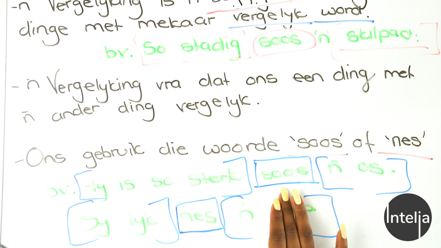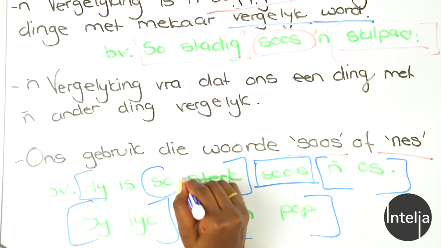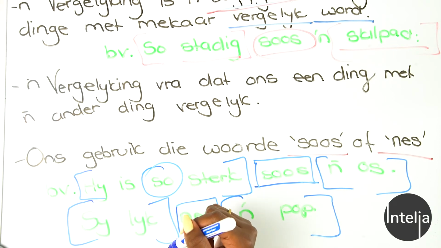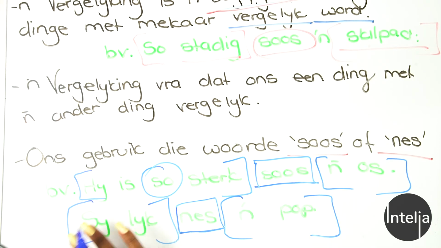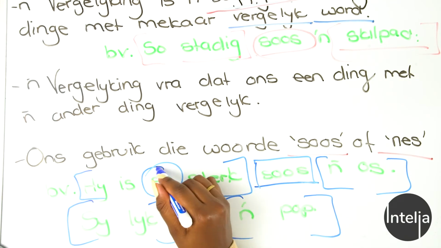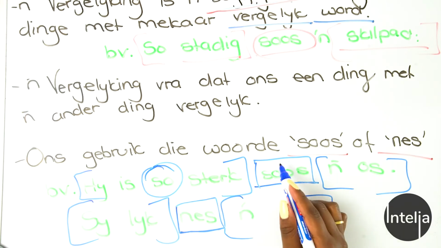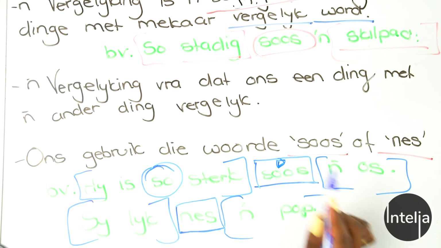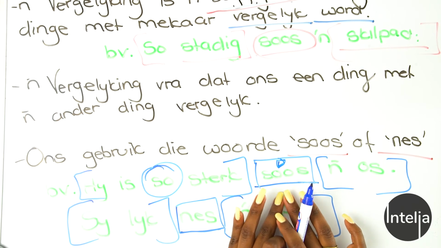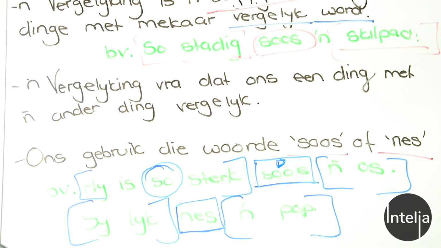And do you see when we use soos in a sentence, so is very important. So hy is so sterk. He is so strong, just like an ox. So is very important when it comes to soos as being the conjunction between one comparison and another comparison, okay?